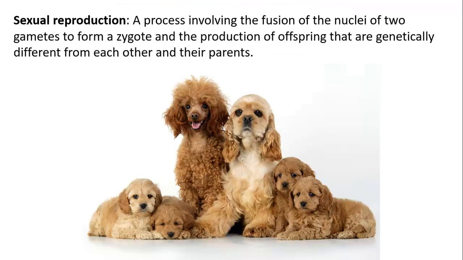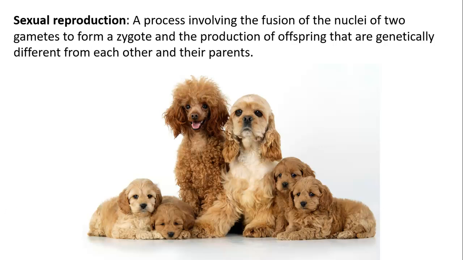Okay, so what's sexual reproduction? We agreed before that reproduction is making more of the same kind or of the same species, right? So sexual reproduction is the type of reproduction that involves the fusion of the two nuclei of two gametes. Just pause for a while. What is a gamete? A gamete is the sex cell.